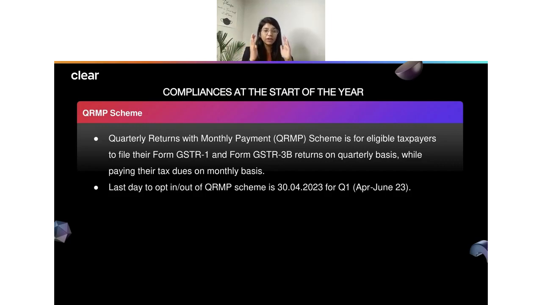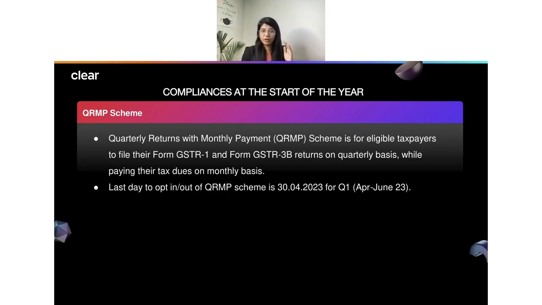So here, even when you have opted for the QRMP scheme, there is one more functionality, which is known as the Invoice Furnishing Facility, which is IFF. So in that case, if you're also doing B2B supplies, you have to upload all your B2B documents using this IFF, so that these invoices get reflected in the recipient's 2B and that person is able to claim the ITC.